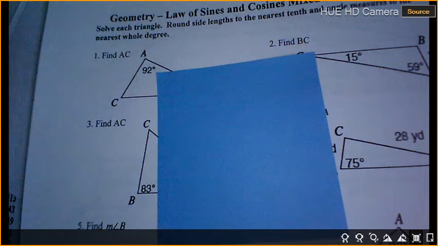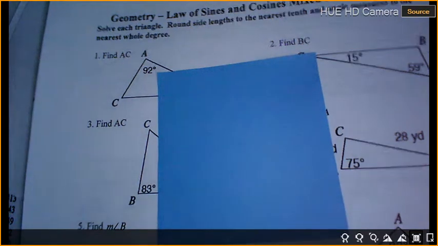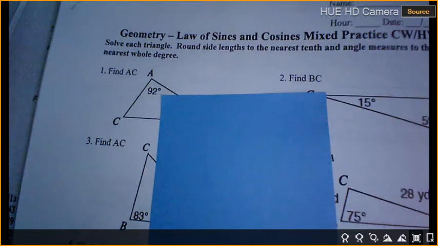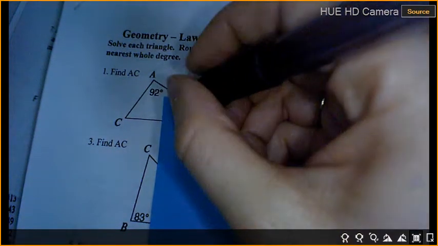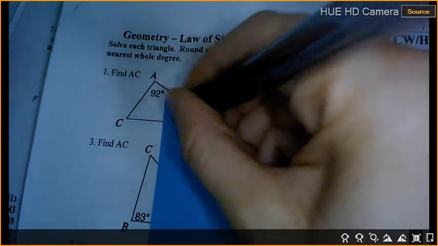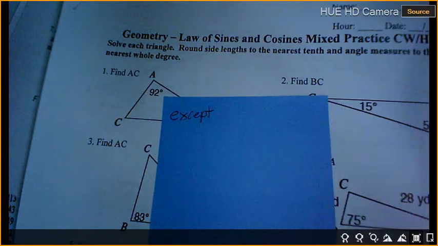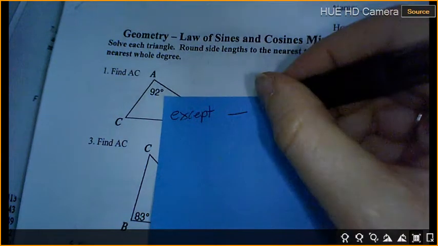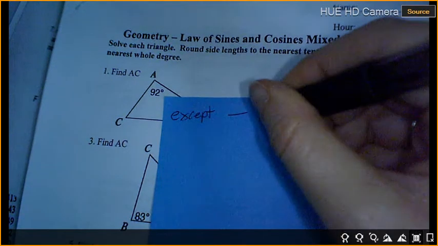Okay, so we're looking at law of sines and law of cosines. The first thing we're going to do is decide which to use, because this is all mixed up and it's not clear. So, you're going to use law of sines for everything except, and then we're going to use law of cosines.